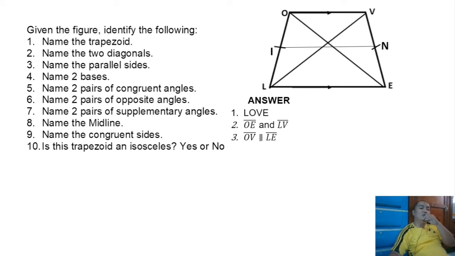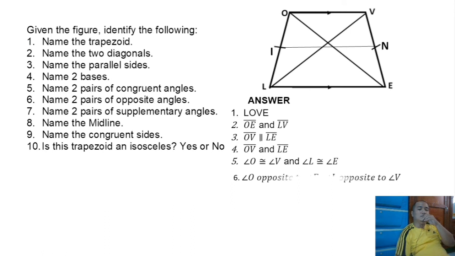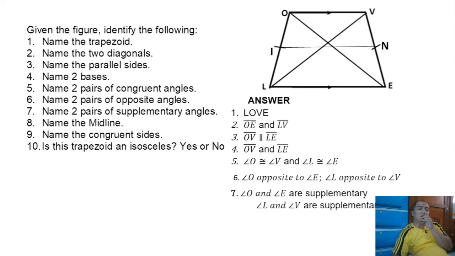Number 4, name the two bases: OB and LE segment. Number 5, name the two pairs of congruent angles. Angle O is congruent to angle B. Angle L is congruent to angle E. Number 6, name two pairs of opposite angles. Angle O is opposite to angle E. Angle L is opposite to angle B. Number 7, name two pairs of supplementary angles. Angle O and angle E are supplementary. Angle L and angle B are supplementary.